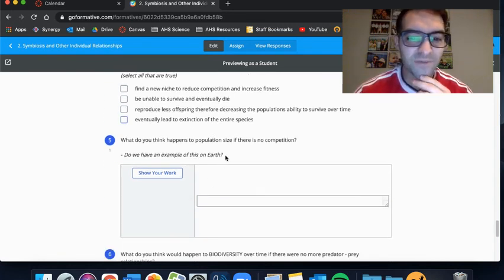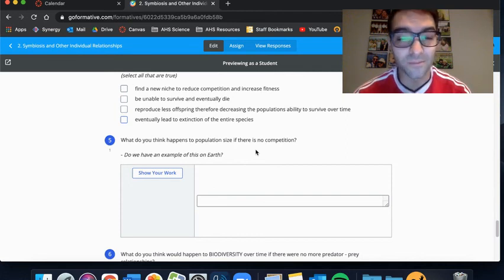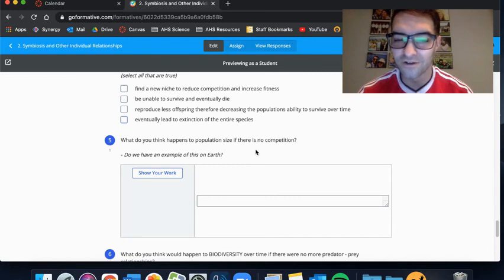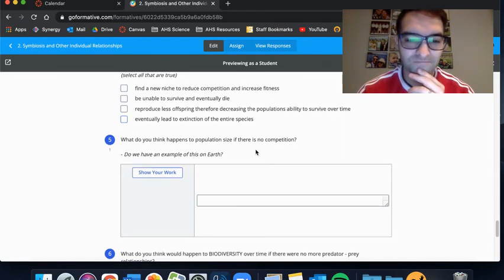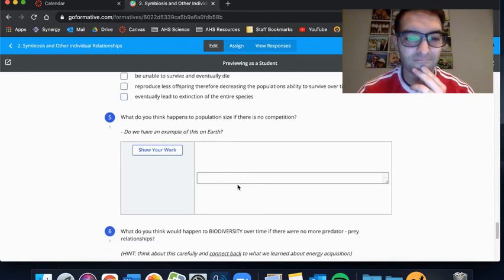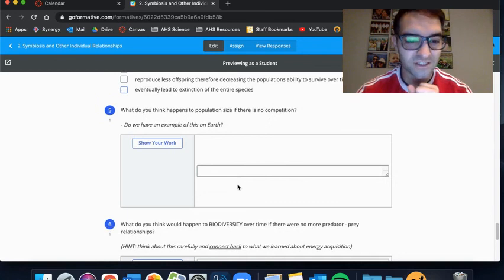What do you think happens to population size if there is no competition? I mentioned competition is really, really common. What if there is no competition? And is there an example of this on Earth? I want you to think about that. You might be able to argue certain factors. Again, I want to have a discussion about this if you're curious. But otherwise, I'll let you take a shot at it.